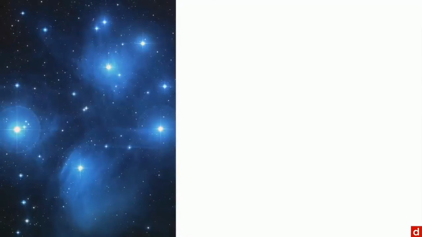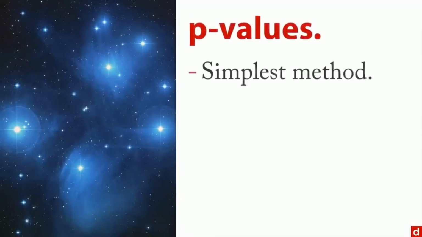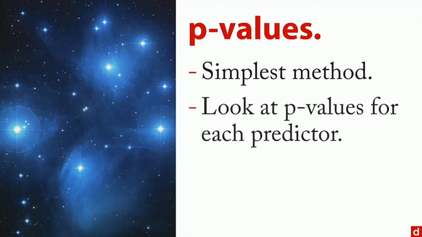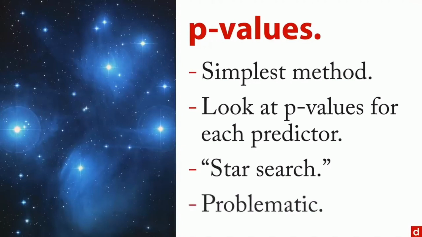First is p-values, or probability values. This is the simplest method because most statistical packages will calculate probability values for each predictor, and they'll put little asterisks next to it. And so what you're doing is you're looking at the p-values, the probabilities for each predictor, or more often the asterisks next to it, which sometimes give it the name of star search. You're just kind of cruising through a large output of data and just looking for the stars or asterisks. This is fundamentally a problematic approach for a lot of reasons. The problem here is you're looking individually and it inflates false positives.